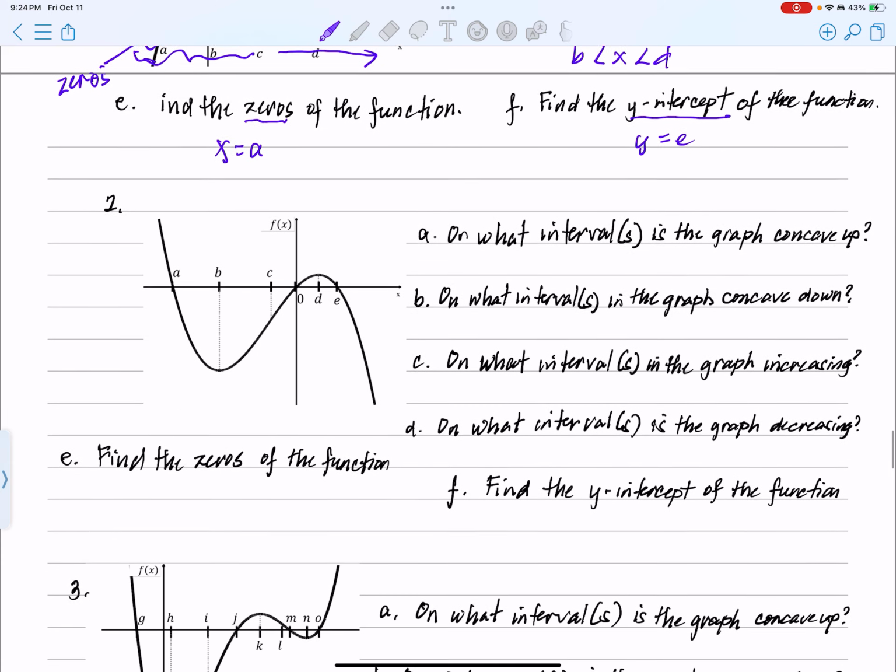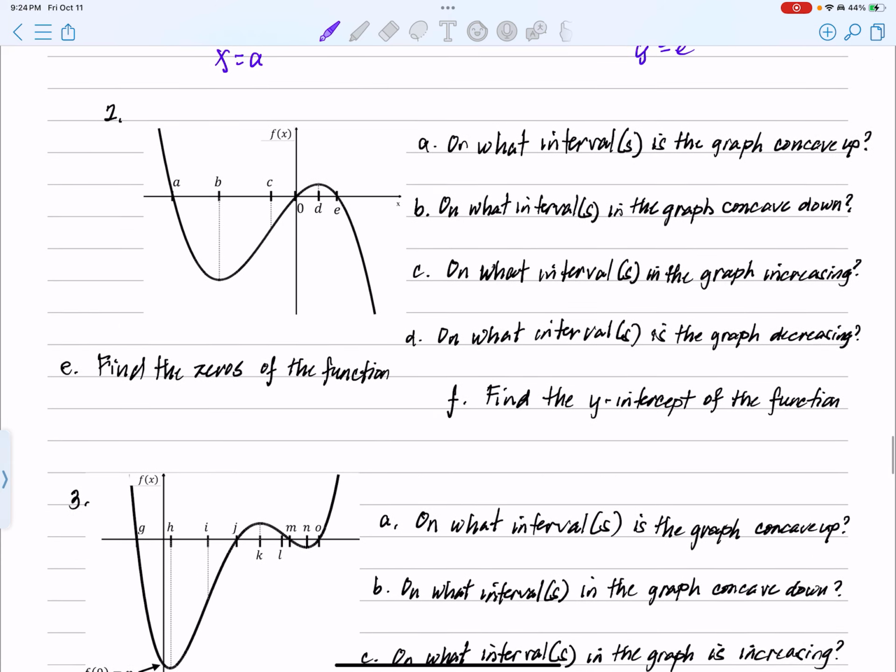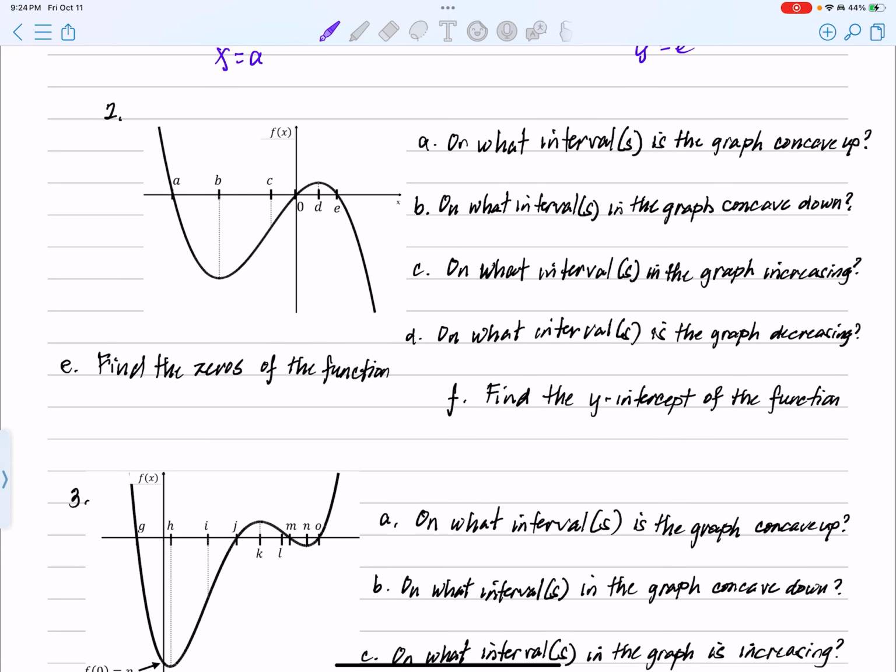Question 2. Another graph. So we see a concave up, then we see a concave down, increasing, decreasing, y-intercept, zeros. Okay, so we can see from here, this is decreasing, increasing. We can see a decreasing right here. This is concave up. We can see a concave down.